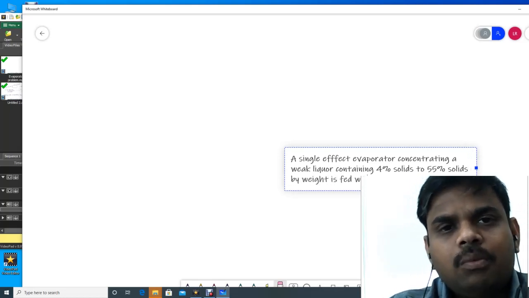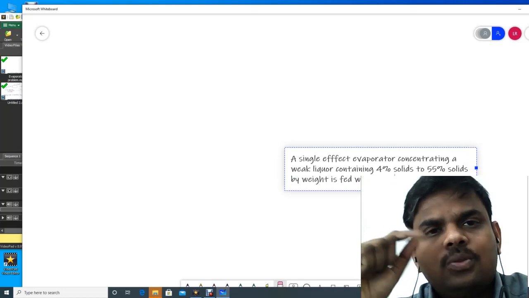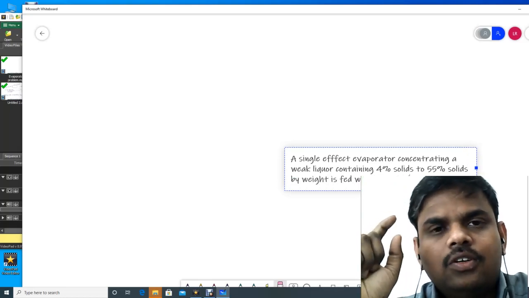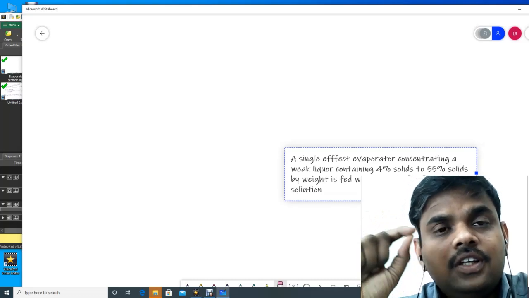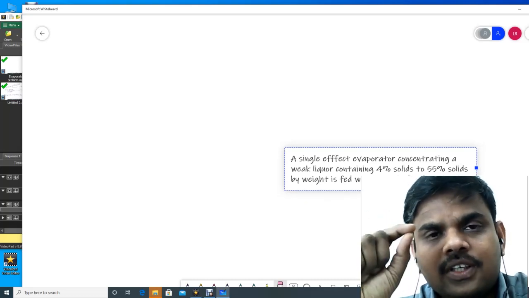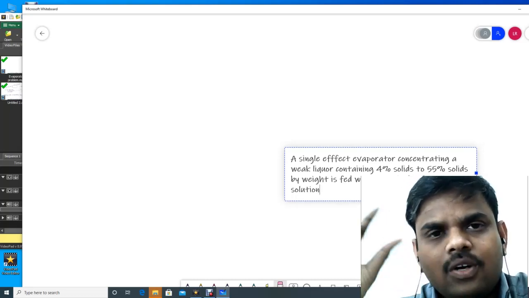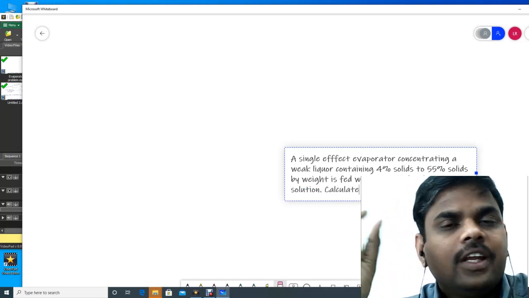So it's a simple problem. There is no precipitate formation, so P equal to 0, Xp equal to 0. There is no loss of solids along with the evaporate, so Xe equal to 0. So we are going to make a straight individual material balance.